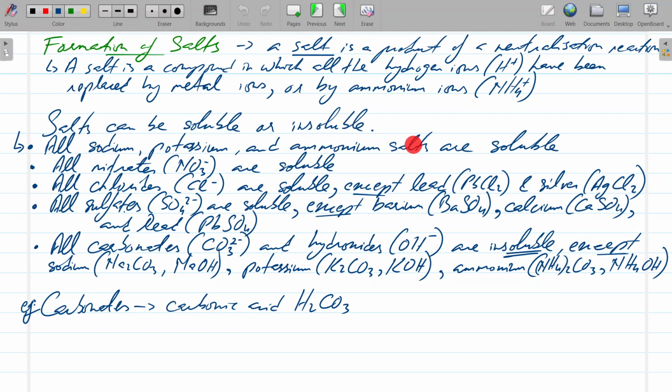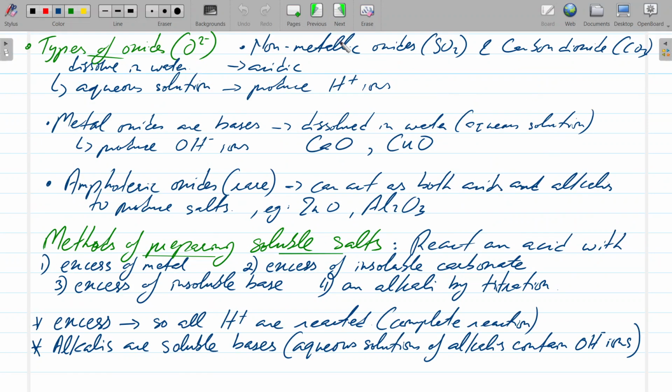So all sodium, potassium, ammonium salts are soluble. All nitrates are soluble. All chlorides are soluble except for lead and silver. All sulfates are soluble except for barium, calcium, and lead. And all carbonates and hydroxides are insoluble except for sodium, potassium, and ammonium, because these guys are always soluble, right? And so you get that salt from that particular acid. So you get carbonate salts from carbonic acid, sulfate salts from sulfuric acid, chloride salts from hydrochloric acid.